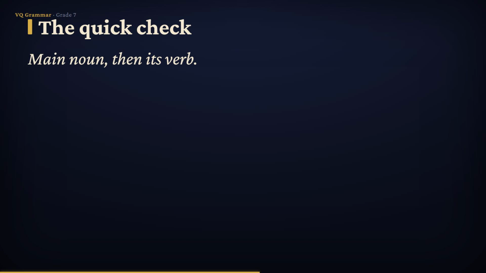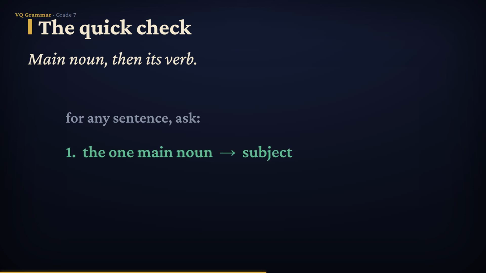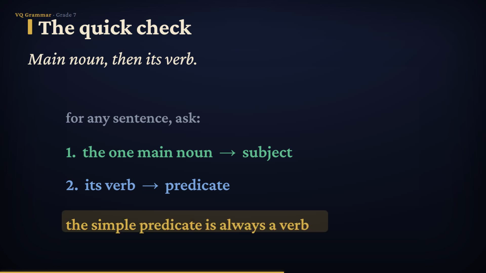Let's boil it all down to a quick check you can run on any sentence. First, ask, what is the one main noun this sentence is about? That is your simple subject. Second, ask, what verb goes with it? What does that noun do? Or what is it? That is your simple predicate. And never forget the rule that makes it simple. The simple predicate is always a verb. Find the main noun, find its verb, and you have found the heart of any sentence.